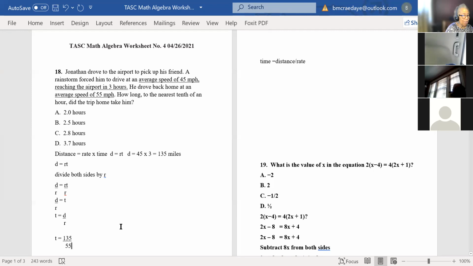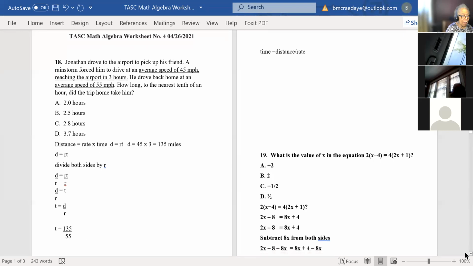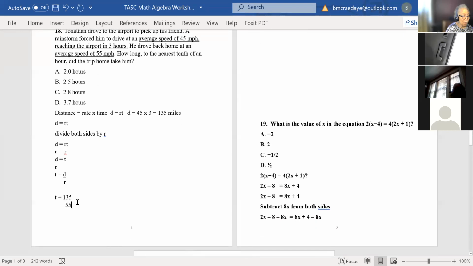Okay, so now divide 135 by 55. What do you get? Okay, let me get it. Divide 135 divided by 55. What do you get? Yeah, 135 divided by 55.